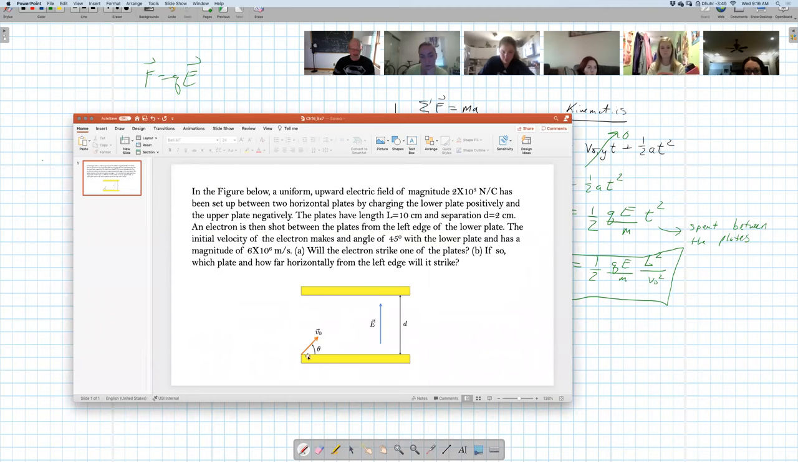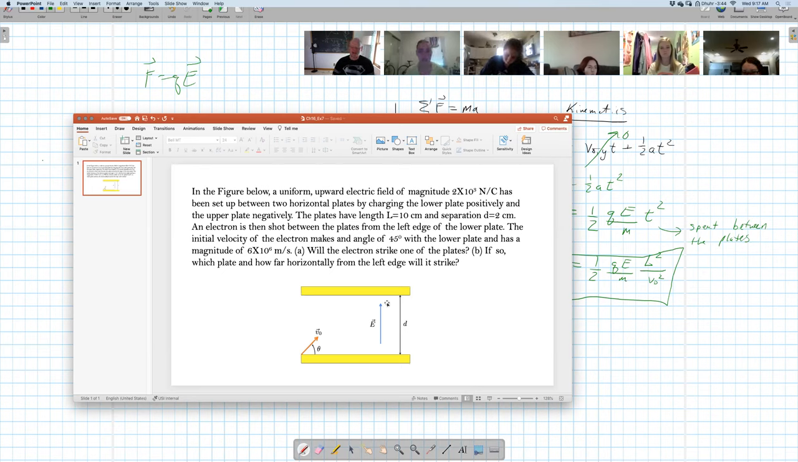So what I want to know is, is the electric field weak enough that this thing is going to curve, but not enough to miss the top plate and hit the top plate? Or is the electric field too strong that this thing is going to curve drastically and then hit the bottom plate? Or is the electric field just right that this thing is going to come in, maybe skim the top plate, miss it, and then come out through the plates unscathed? So it's going to go completely in an arc.